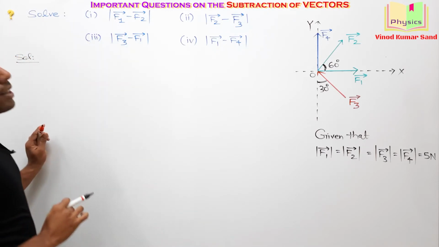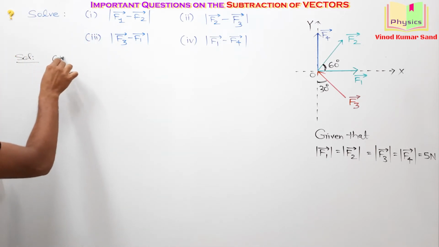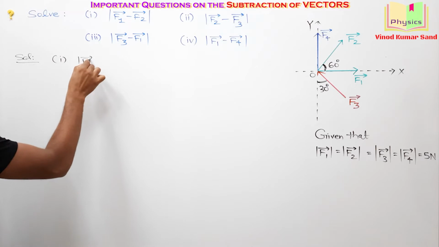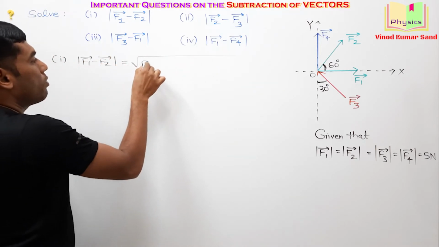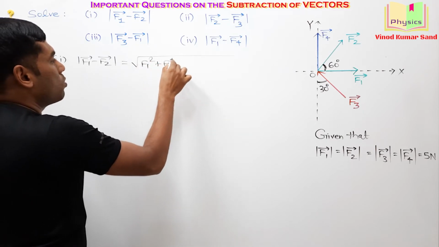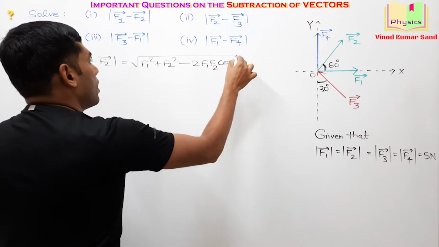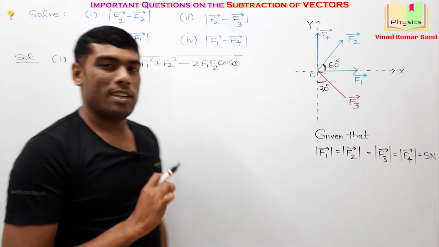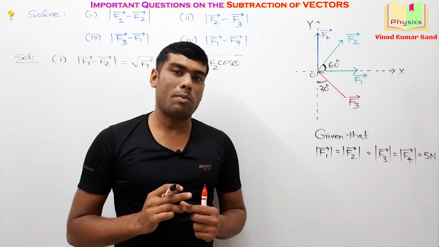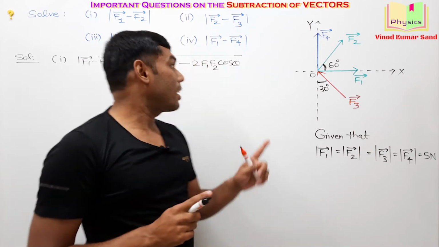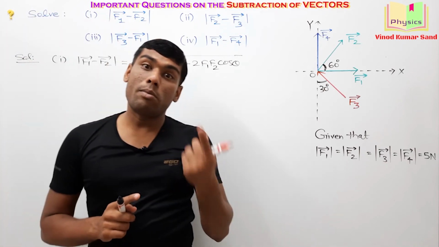Mod of F1 vector minus F2 vector. To simplify this first part, we'll write the data like this: root of F1 square plus F2 square minus 2 F1 F2 cos theta. Here, what is theta? Angle between which two vectors? Speak up or write in the comment box. Theta is the angle between F1 vector and F2 vector, or the angle between F1 vector and minus F2 vector?